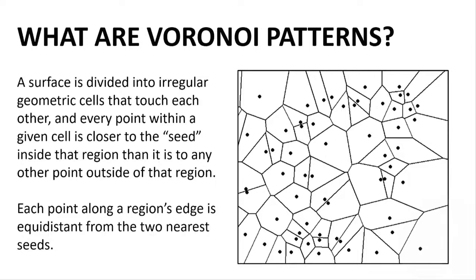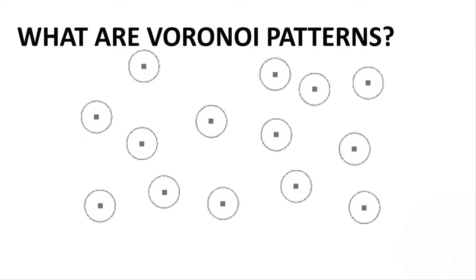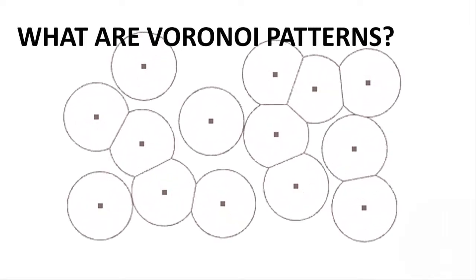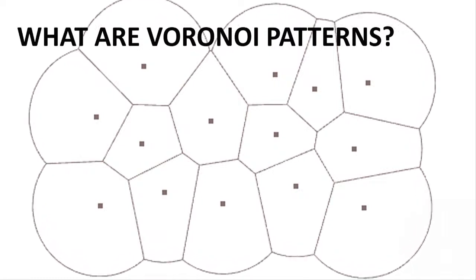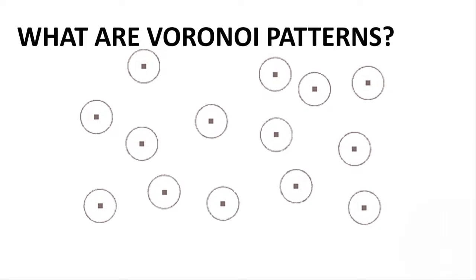These patterns are where you take a surface and divide it into irregular geometric cells that touch each other, and every point within a given cell is closer to the seed, which are these dots you see here, inside that region than it is to any other point outside that region. So let's wrap our minds around that a little bit. Each point along a region's edge is equally distant from the two nearest seeds. So if we just randomly toss out these seed points onto a diagram, this is kind of how these patterns begin. It starts to expand out, so it's equidistant at first, hence a circle, but when they start to bump up against another edge, they tend to form these lines, and that's where we get these Voronoi patterns.